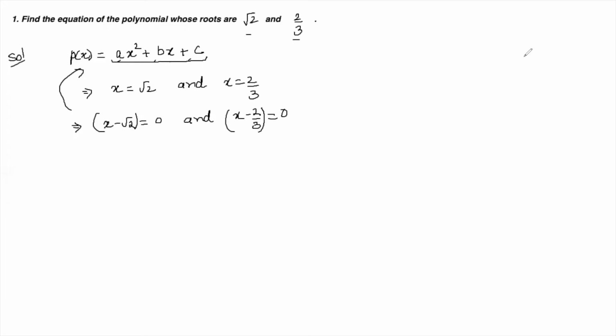You can take a very simple example. Let's suppose I have a number 6. And I have two factors of 6, let's say 2 and 3, right? So if I multiply 2 and 3, I'll get 6. Similarly, x minus root 2 and x minus 2 by 3 are factors of the polynomial. So if I multiply both the factors, I'll automatically land to p(x), right? So let's multiply. So I'll multiply x minus root 2 and x minus 2 by 3. That is equal to 0, fine.